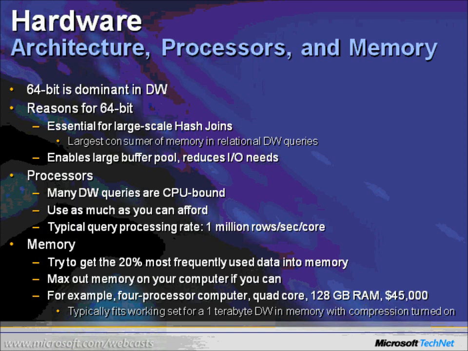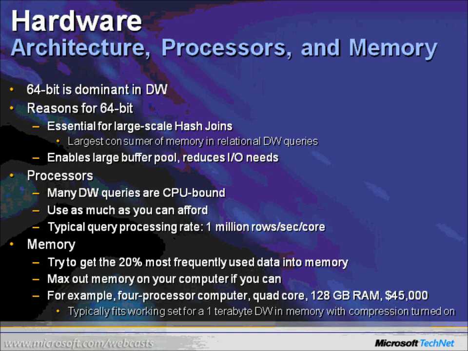How many processors do you need? So anyway, use a 64-bit processor or a suite of processors for your data warehouse, and buy as much memory as you can afford. As far as processors are concerned, a lot of data warehouse queries are CPU bound. That means the CPU resources are the limiting factor in determining how fast those queries run. So again, buy as many as you can afford.